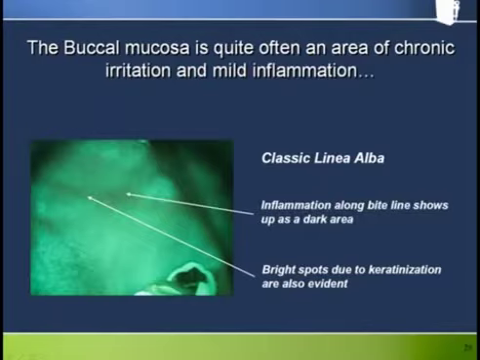Keratin fluorescence can be seen as little bright spots along the bite line. Notice the diffuse borders of the inflamed region as it fades away into the brighter green of the rest of the buccal mucosa. This is quite typical of inflammation.